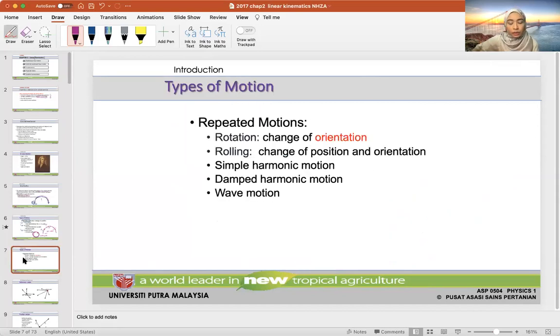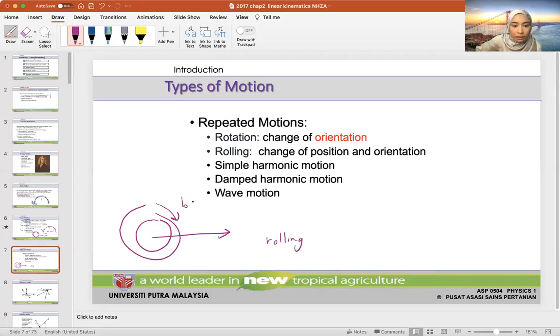Okay, and then we have repeated motion: rotation, rolling, simple harmonic and damped harmonic motion, wave motion. So rotation, kalau kita ada bola, kesian saya tak pakai orang lah, saya pakai bola. So this is a ball, dia bergerak ke kanan dalam masa yang sama, dia berputar. Dia gerak ke kanan tapi dalam masa dia berputar. So this is called rolling.